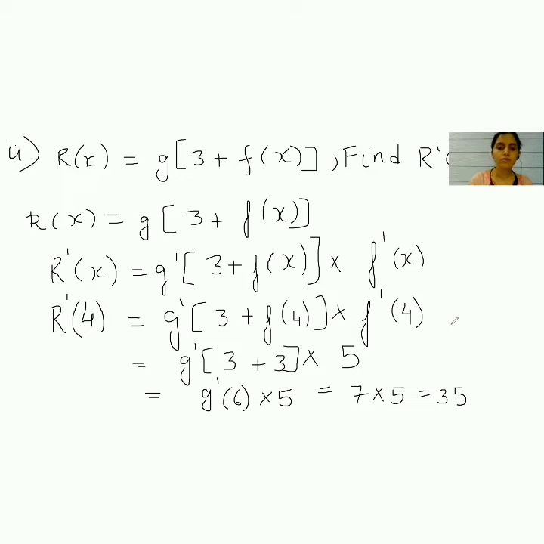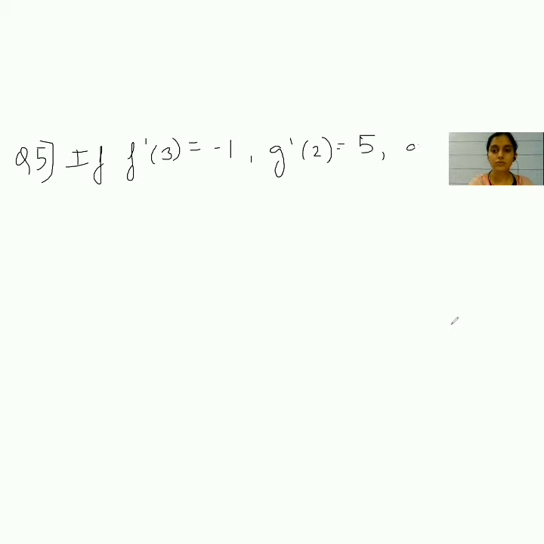Okay, we'll move on to question 5 now. What is question 5? If f dash of 3 is equal to minus 1, it's something similar, but not in a tabular form. If f dash of 3 is equal to minus 1, g dash of 2 is given to you, that is 5, and g of 2 is given to you, that is 3.